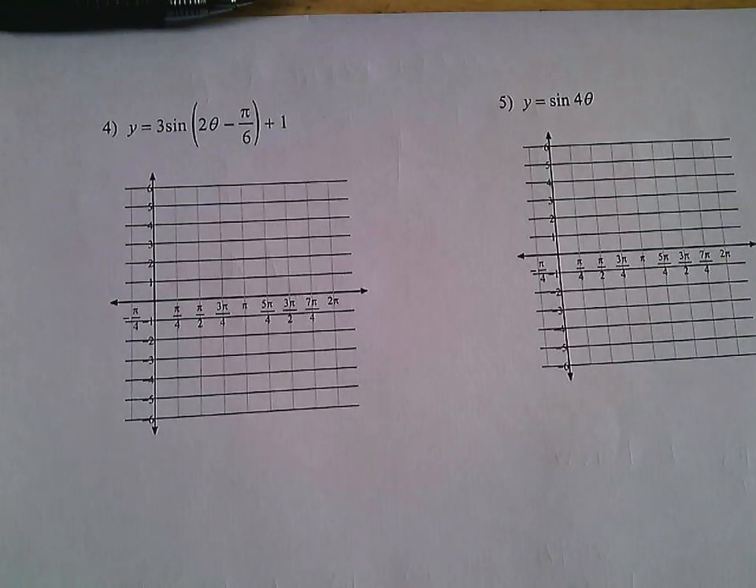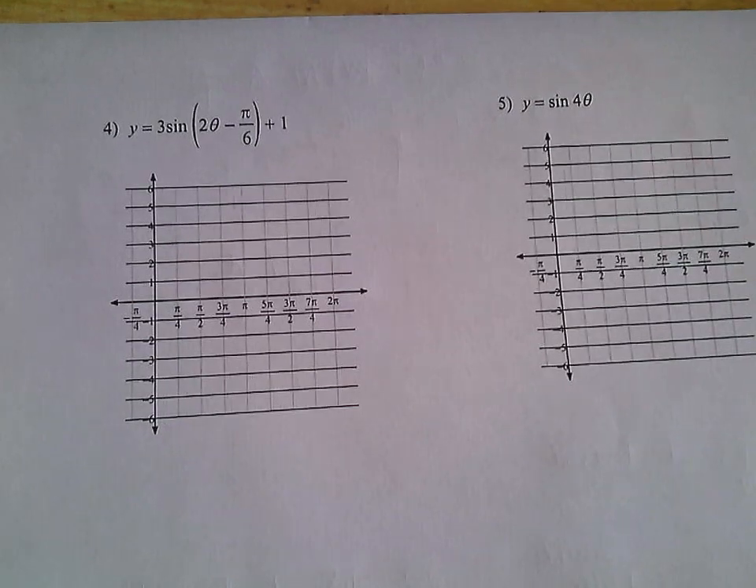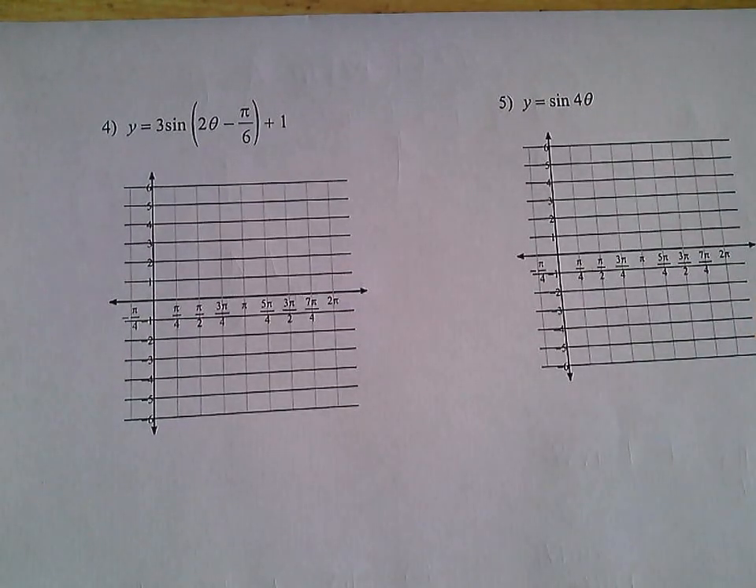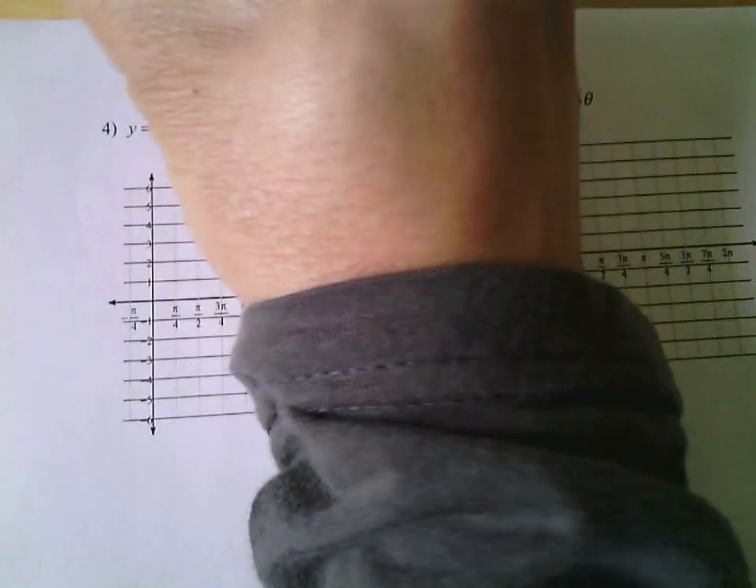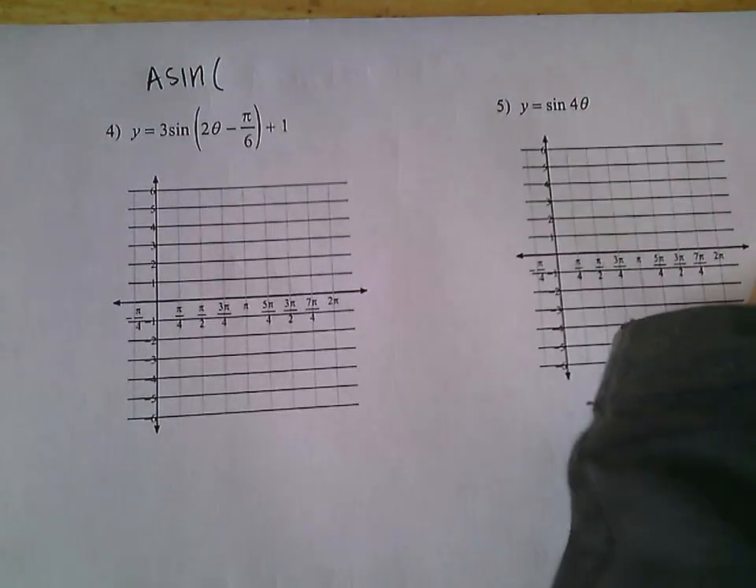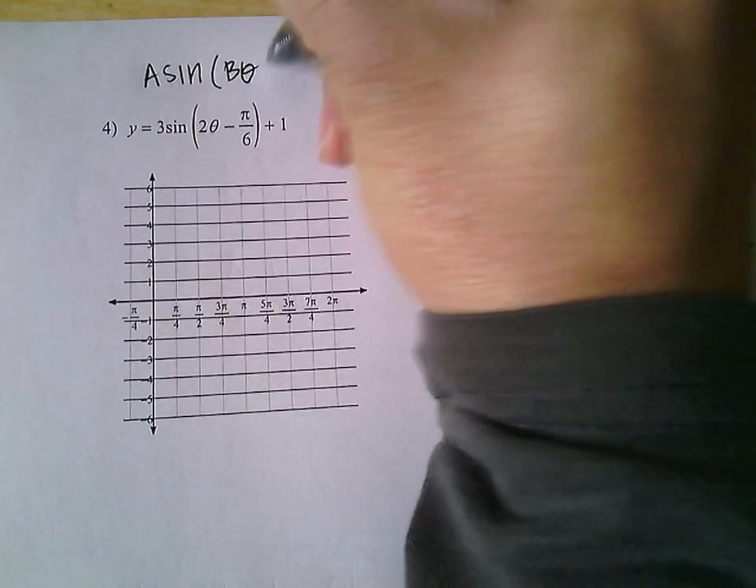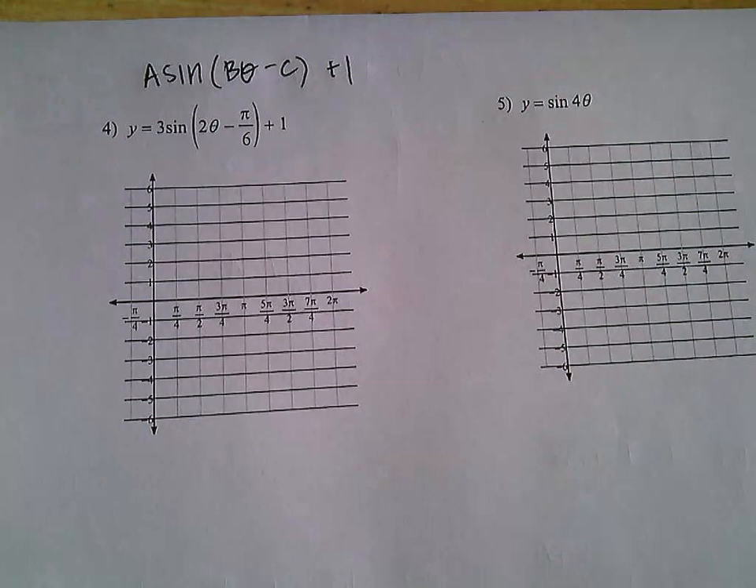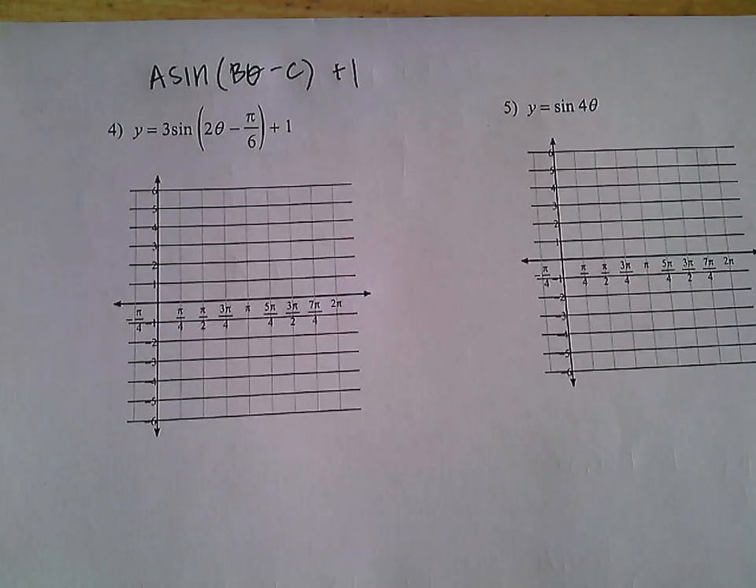Okay, so let's take a look at question number 4. Right above the equation, I'm going to go ahead and write down the general equation of sine, which is A sine B theta minus C plus D. We're going to go ahead and identify the values of each variable.